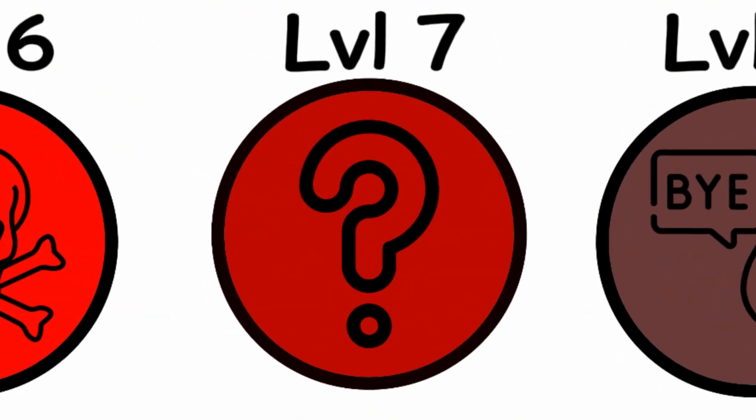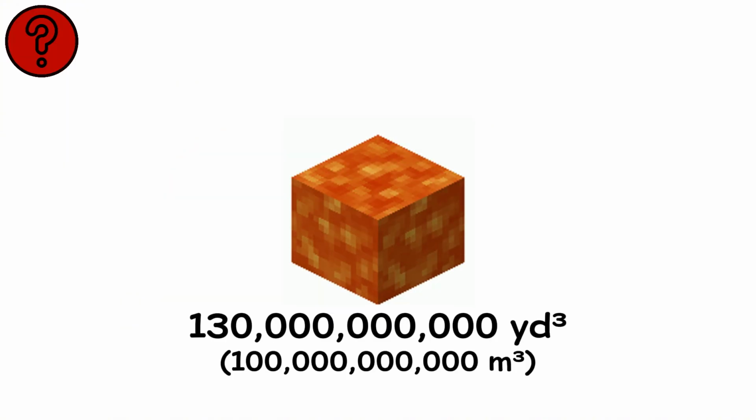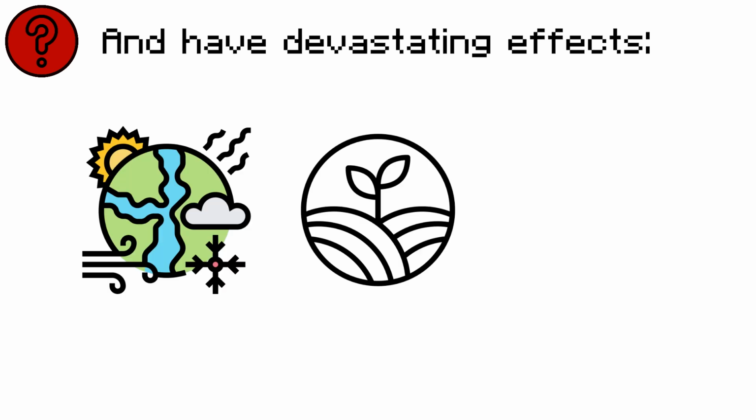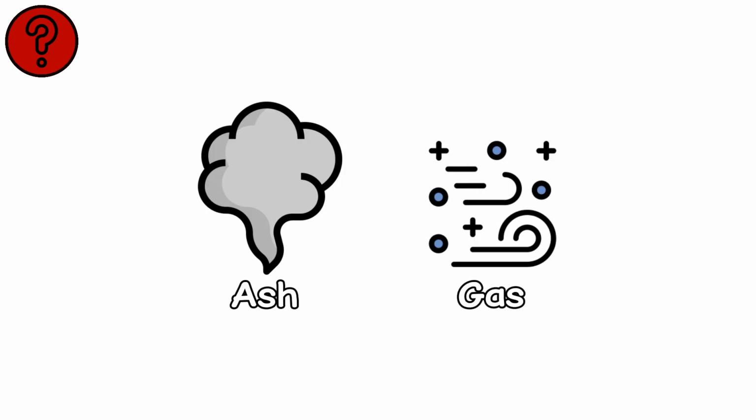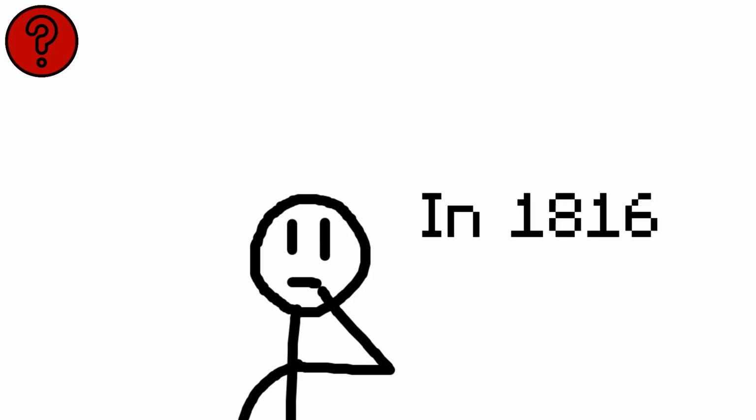Level 7. Super colossal eruption. VEI-7 eruptions are among the most powerful in human history. They produce over 130 billion cubic yards of ejecta and have devastating effects on climate, agriculture, and civilizations. Ash and gas reach into the stratosphere, causing long-term global cooling. The 1815 eruption of Mount Tambora in Indonesia is a VEI-7 event and caused the year without a summer in 1816, leading to famine and social unrest around the world.